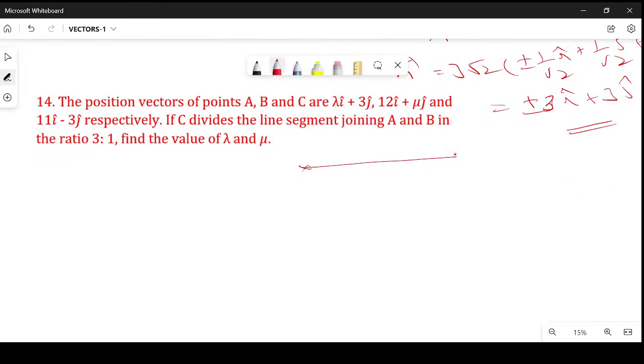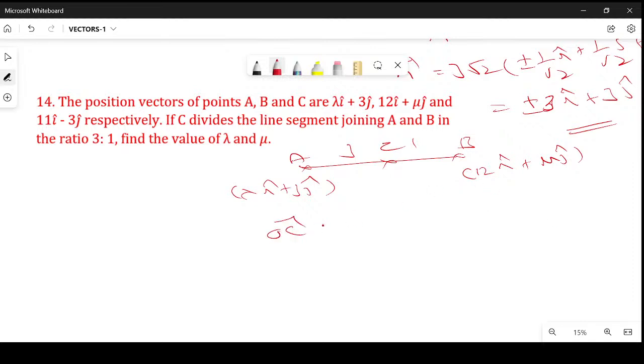So I can consider this point here as A, B, and C is somewhere here, dividing in the ratio 3:1. Position vector of A is given as lambda i cap plus 3j cap, and the position vector of B is given as 12 i cap plus mu j cap, and the position vector of C we also know. So we can see it divides in 3:1.